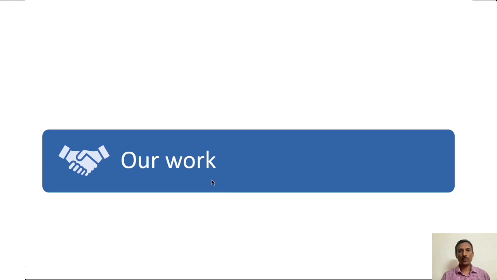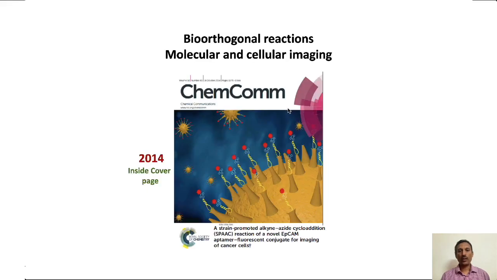Let me discuss our work, what we have done in bioorthogonal chemistry. This work actually appeared on the journal cover page of Chemical Communications. We have carried out a bioorthogonal reaction for molecular and cellular imaging: a strain promoted alkyne azide cycloaddition reaction, spark of a novel EPCAM aptamer fluorescent conjugate for imaging of cancer cells. So, this is the work we have carried out. This appeared a few years back on the ChemComm cover page.